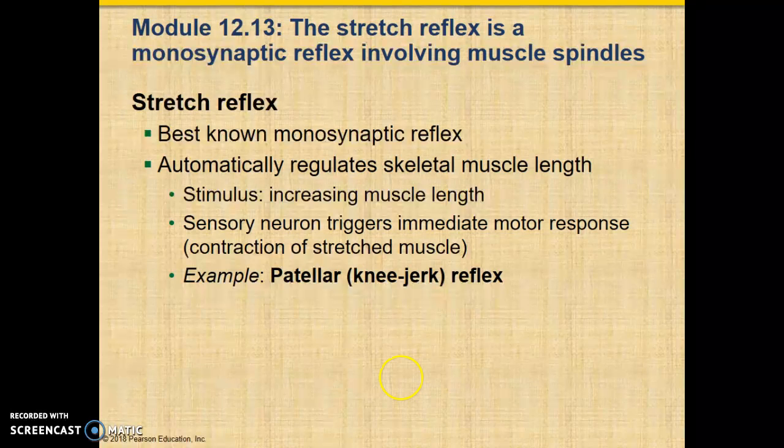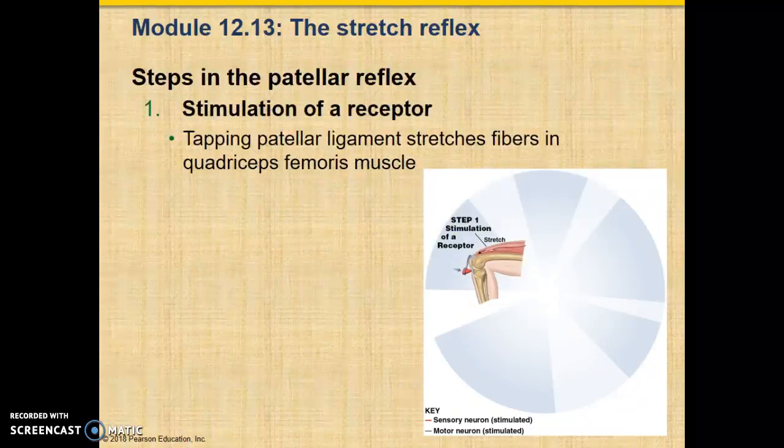A great example is the knee jerk reflex or patellar reflex. Kind of think of pulling a rubber band and letting it go and it snaps back. That's like the stretch reflex. Here are the steps in the patellar reflex.